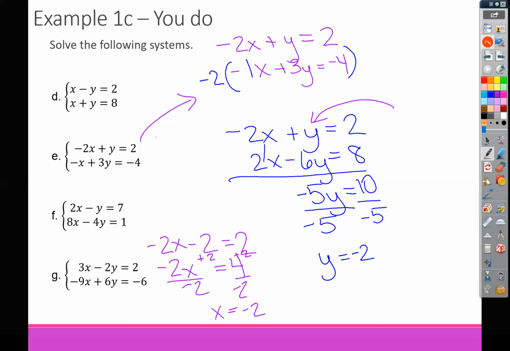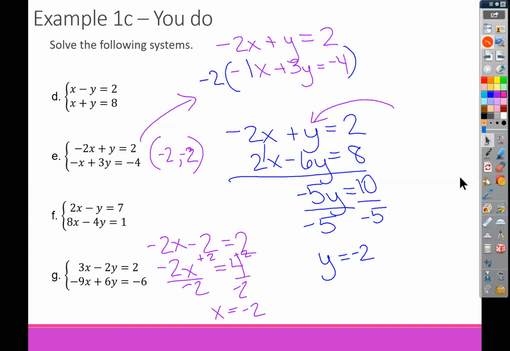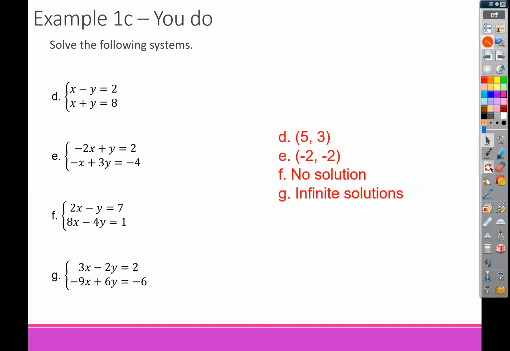So that means the solution to E is negative 2, negative 2. All right, so pause the video and you try the rest. Okay, and these should have been your answers.